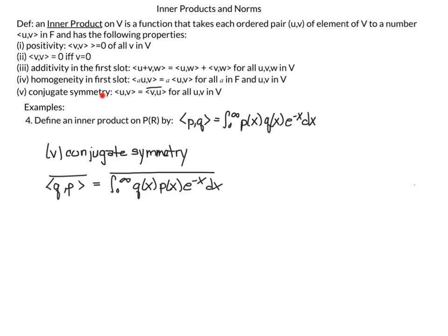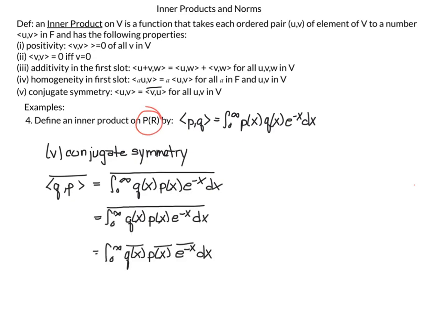But let's look at conjugate symmetry, where we're going to look at the inner product of u, v is equal to the complex conjugate of the inner product of v, u. So I'm going to start with this right-hand side and look at the complex conjugate of the inner product of q and p, which is equal to the complex conjugate of the integral from 0 to infinity of q of x p of x times e to the minus x. And something that we want to note is we're working on polynomials of real valued functions. So very similar, we can move this complex conjugate inside of our integral. This should actually not be here. Let me erase this a little bit.